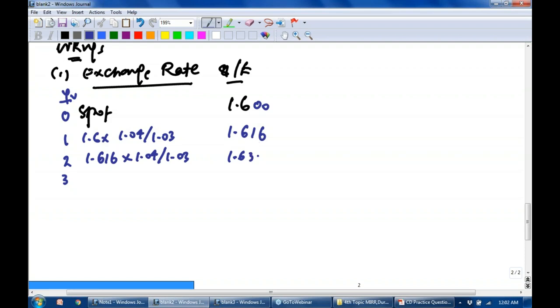Do it quickly and be participative. Also share with me on WhatsApp about the calculation. What's the third year exchange rate? Be participative. That is 1.631 multiplied by 1.04 divided by 1.03, and that's 1.647.